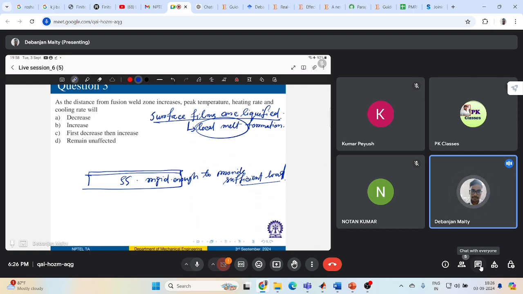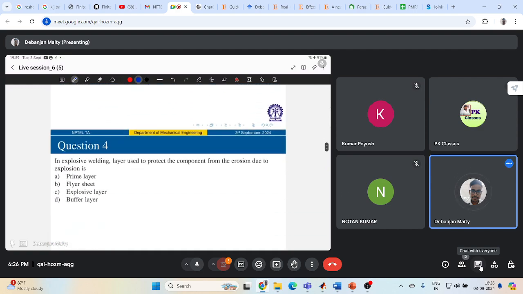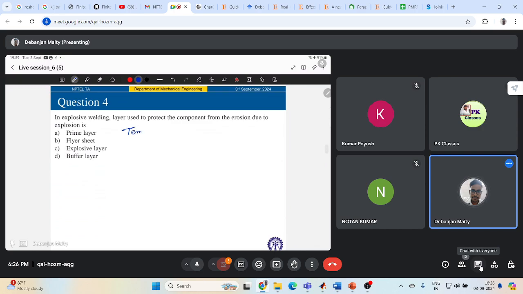Okay. Now, I will talk a little bit about some terminologies used in explosive welding. Terminologies in the sense, what are there in explosive welding basically? You'll have a base plate, right? One is your base plate.